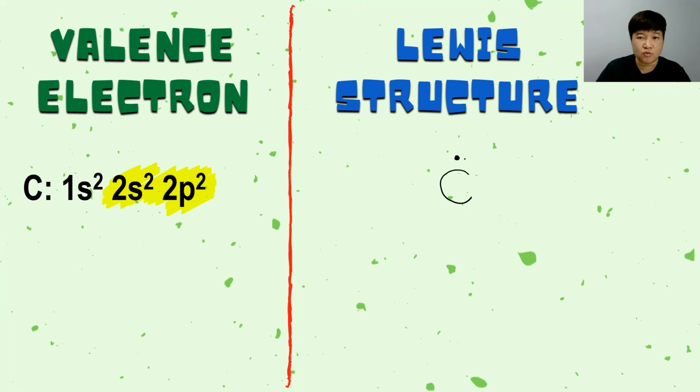1, 2, 3, 4. So when you have a symbol, around the symbol you are going to have 4 faces, 4 sides. And before you pair up any of the electrons, you need to put the electrons singly first on every side, and then you pair up if you have any more electrons. And that is how we draw Lewis structure.